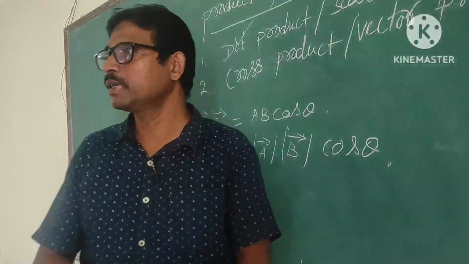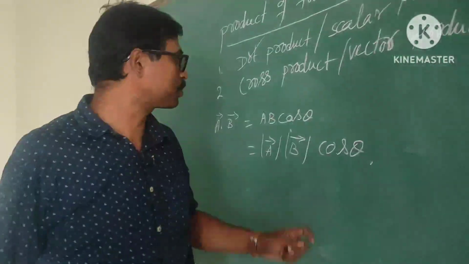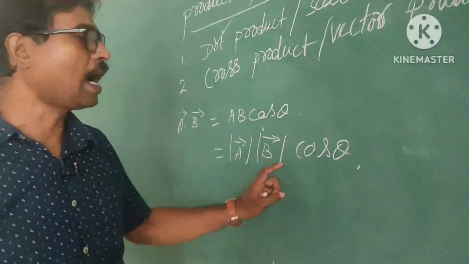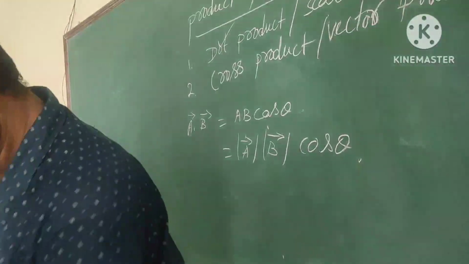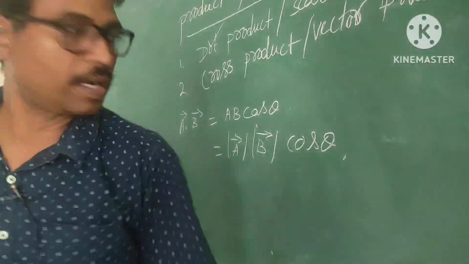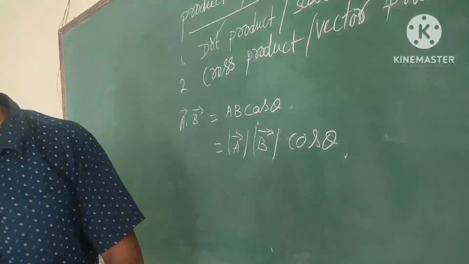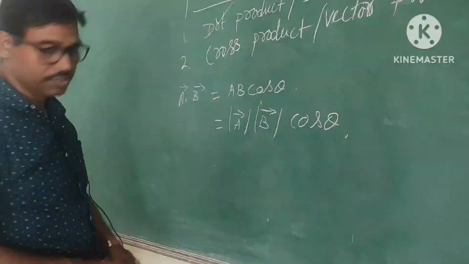How can you define it? Dot product of two vectors may be defined as the product of the magnitudes of the two vectors and the cosine of the smaller angle between them. This is the definition of the dot product.